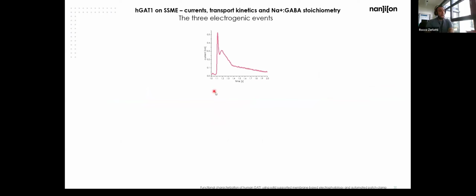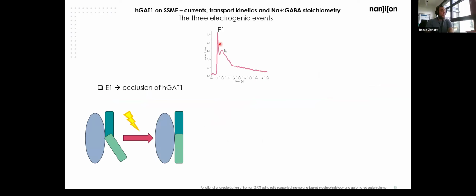So we try to attribute some identity to these components. We think that the first component, E1, is the occlusion step of GAT1. When the protein is outward open with everything bound and then it closes, we think this step is electrogenic and generates this fast spiky current. The second event is a little bit more tricky. We think this can be a sodium leak state of the transporter. They have been reported in literature, and this would also account for a discrepancy in the stoichiometry that has been observed.